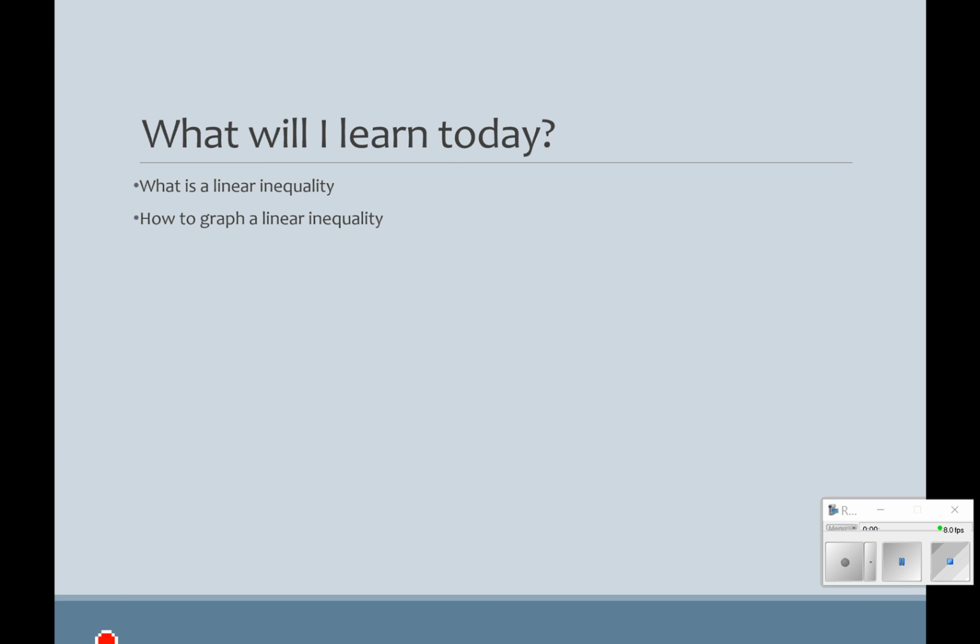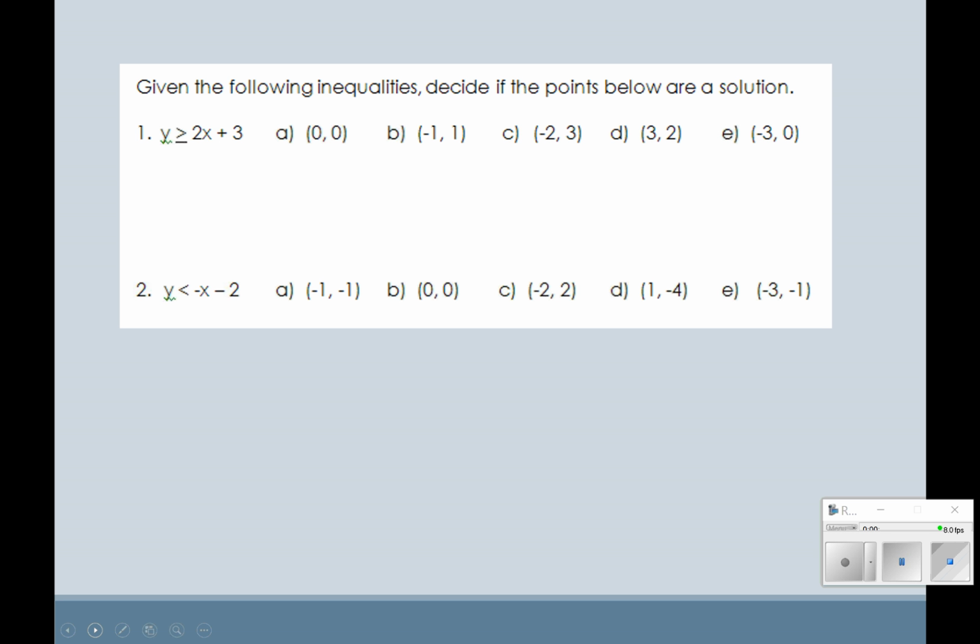Linear inequalities are going to have two variables. So this is an example of a linear inequality. This is another example of a linear inequality. And we call it a linear inequality because it graphs a line.